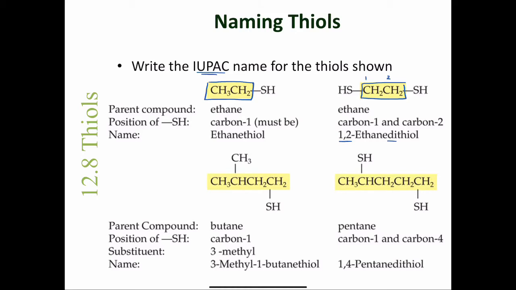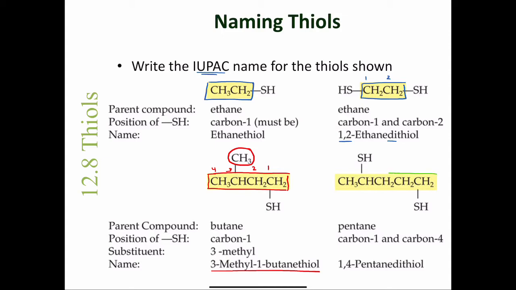Here we have another example. Here's our longest hydrocarbon chain. I'll circle it, so that would be a butane and then a butanethiol. The thiol is on carbon number 1, so we call it a 1-butanethiol, and then we have a methyl substituent at carbon 3, and therefore the name is 3-methyl-1-butanethiol.